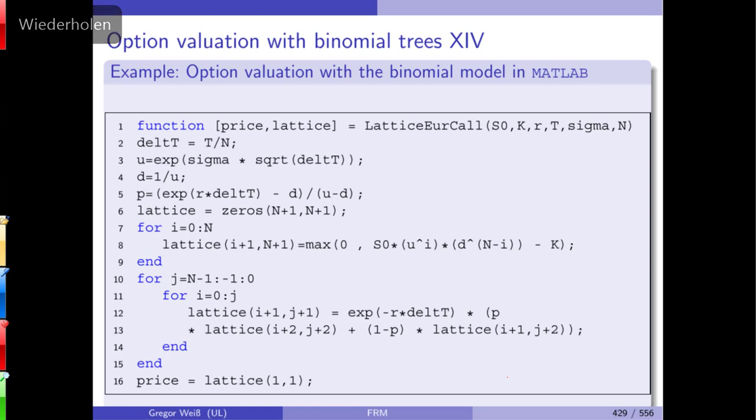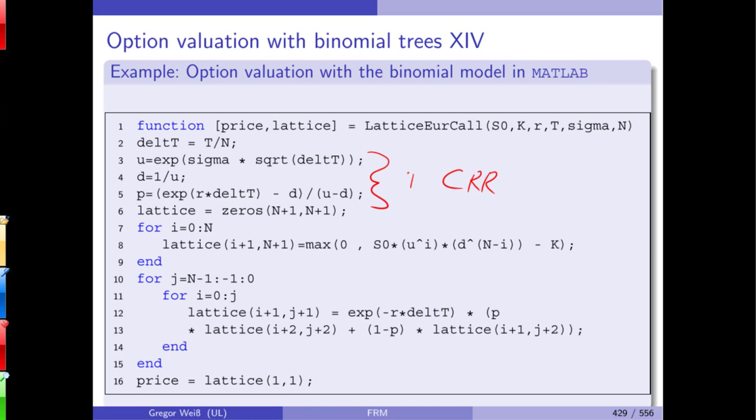This is what it looks like in MATLAB. We'll define a function that we'll call lattice EuroCall, a European call based on a binomial lattice process. As input variables, we have S0, K, R, T, sigma, and N. Delta N is T over N. Then U, D, and P. Well, this is given from the Cox-Ross-Rubinstein model.